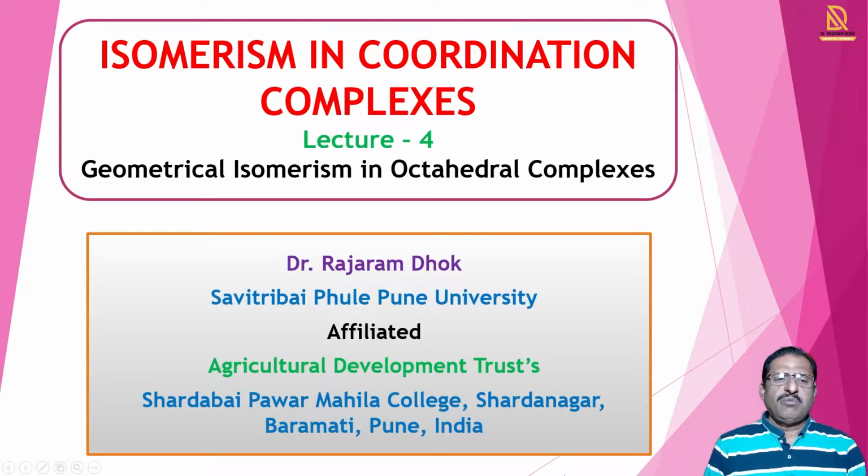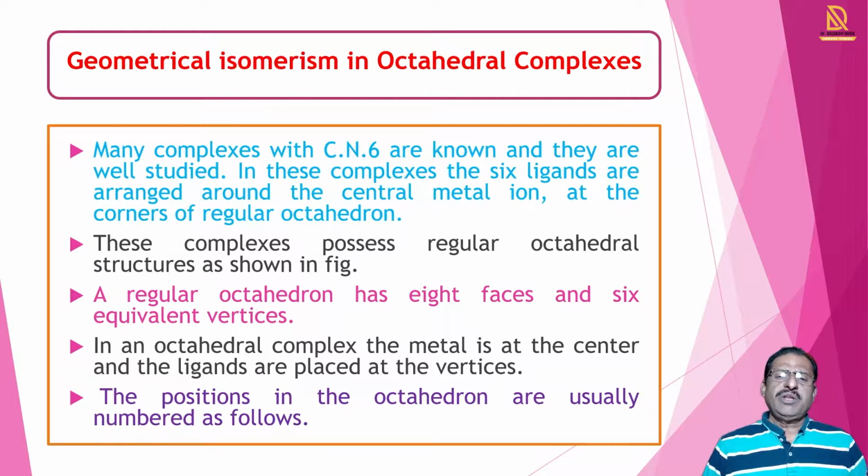Today we learn about isomerism in coordination complexes, lecture 4. In this lecture we study geometrical isomerism in octahedral complexes. In the last lecture we saw geometrical isomerism in square planar complexes. Now, for octahedral complexes, how can we explain the isomerism in those complexes? Geometrical isomerism is found in octahedral complexes formed in various compounds.